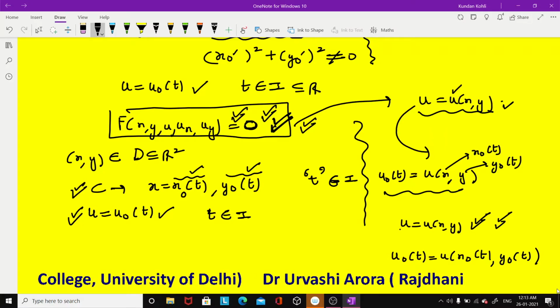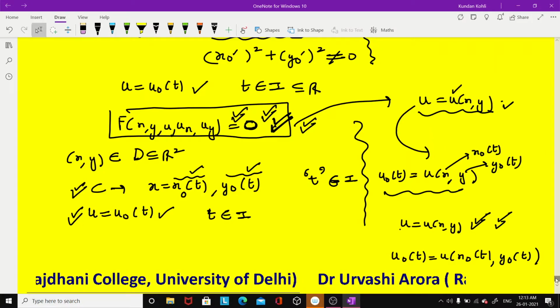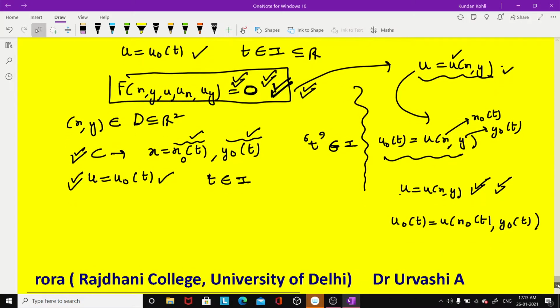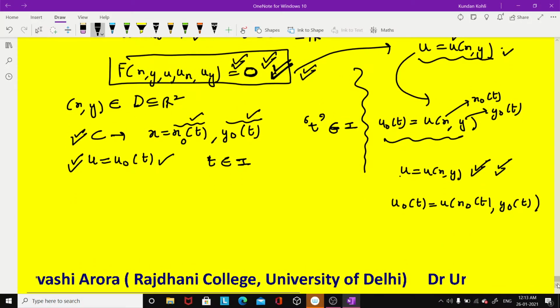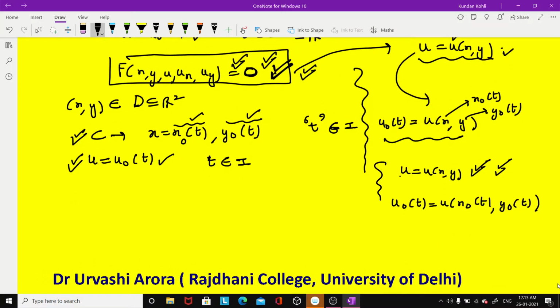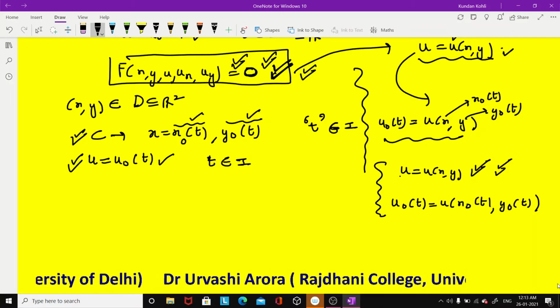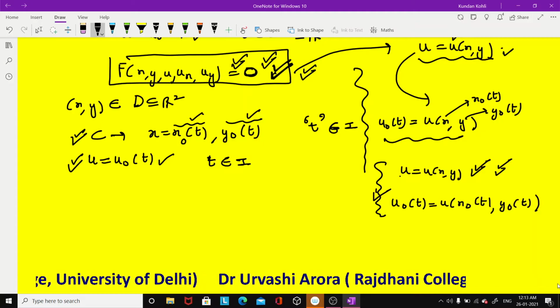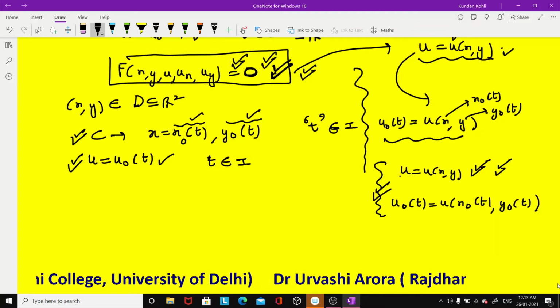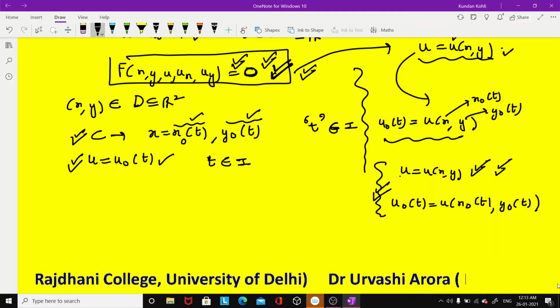If we are able to find such a solution, then we say that this is the Cauchy problem. The problem of finding such a solution is the Cauchy problem. And if we are able to find a solution which satisfies these conditions, then you say that you have been able to solve the Cauchy problem, or you have found a Cauchy solution.